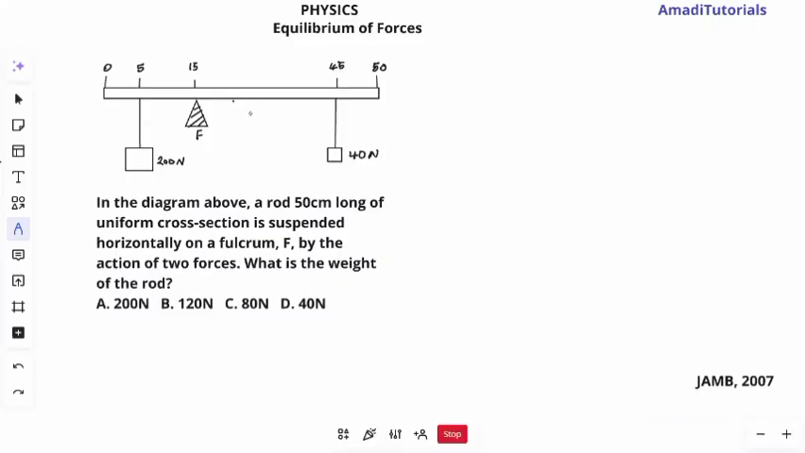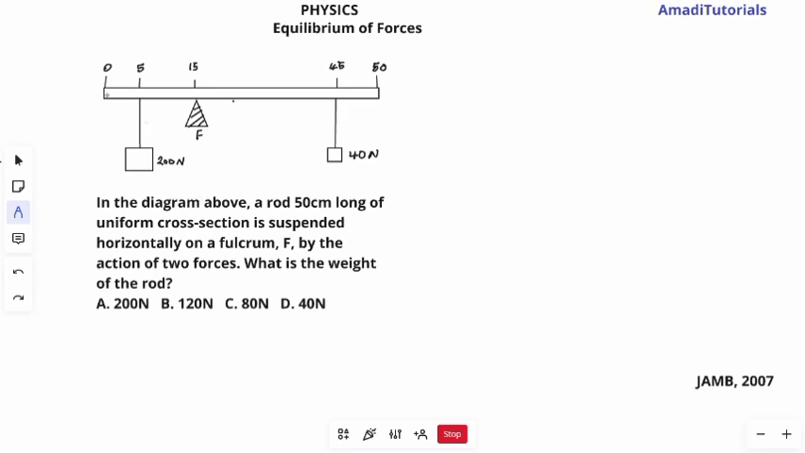Let's use this question to understand the concept of equilibrium of forces with respect to moment. The question says: in the diagram above, a rod 50 cm long of uniform cross section is suspended horizontally on a fulcrum F by the action of two forces. What is the weight of the rod?